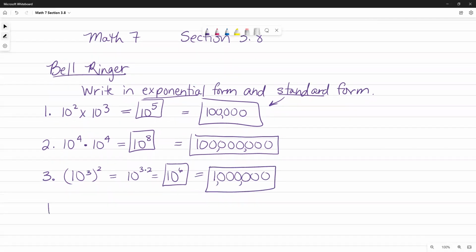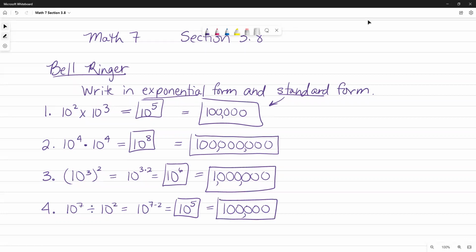All right, last one. 10 to the power of 7 divided by 10 to the power of 2. Now, what do we do with our exponents when we're dividing? We subtract. Only when the base number is the same, which in this case it is. So this is just 10 to the power of 7 minus 2, which is 10 to the power of 5. We'll write that in standard form. So it's 1 and then 5 zeros. Again, 100,000.